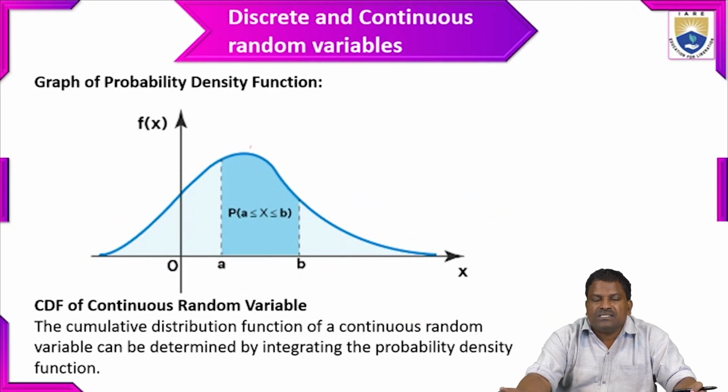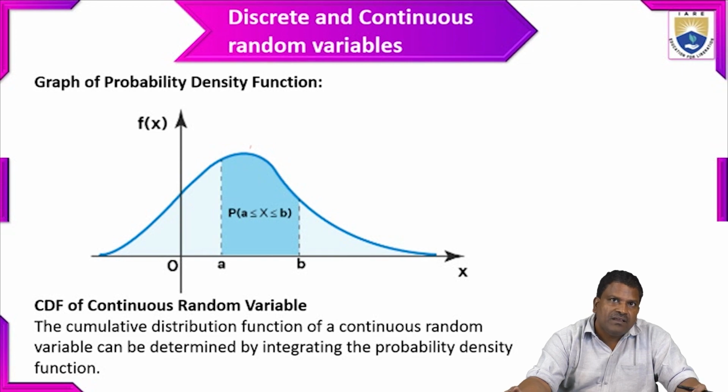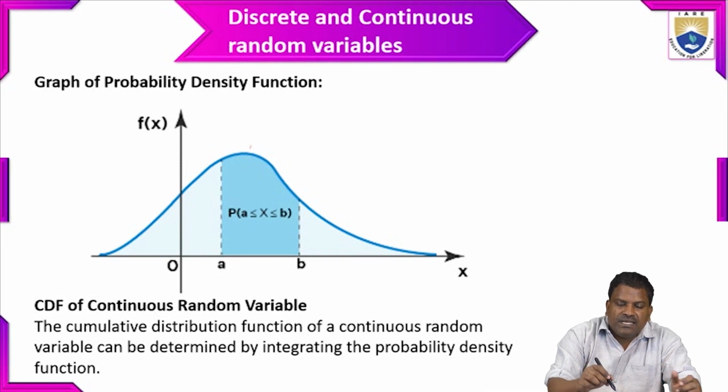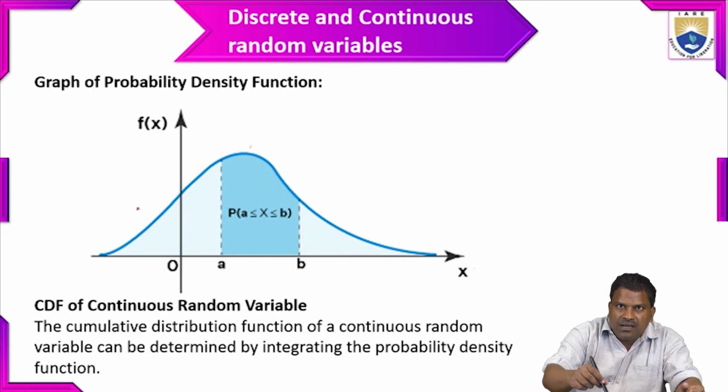So, let us analyze the graph of the probability density function. On the x-axis, we are taking the values x is equal to a and x is equal to b, and this is our graph f of x. The area lying between the x-axis, x is equal to a, x is equal to b, and the graph of f of x is what I am showing here.